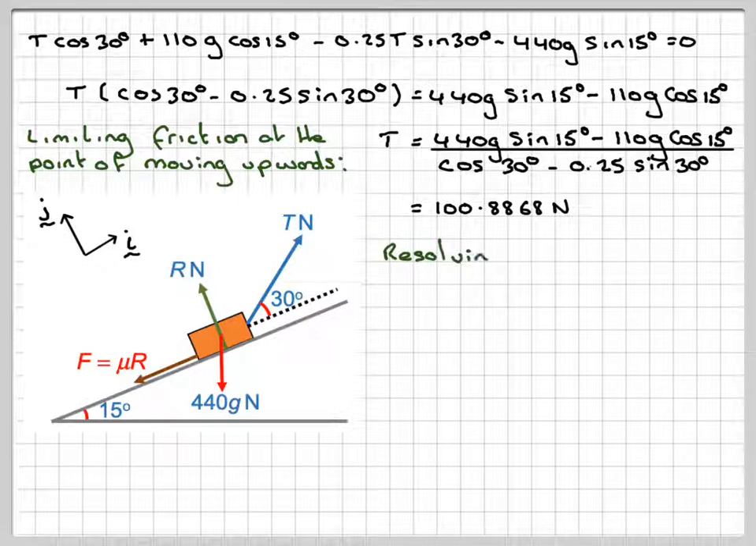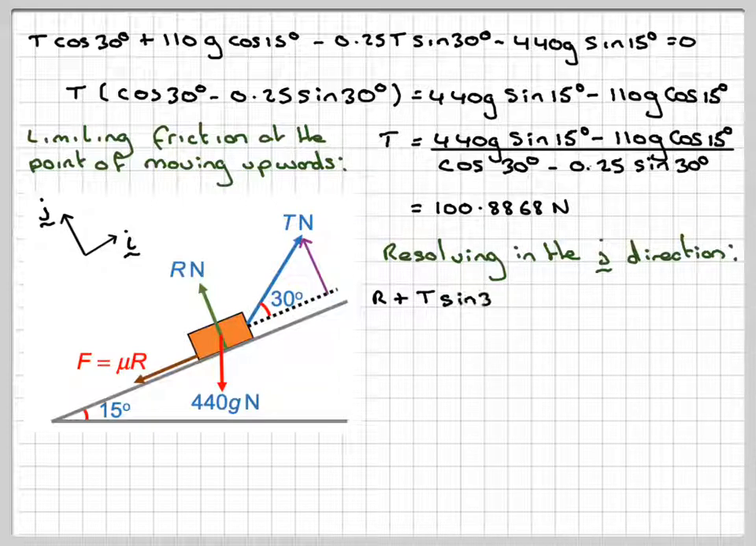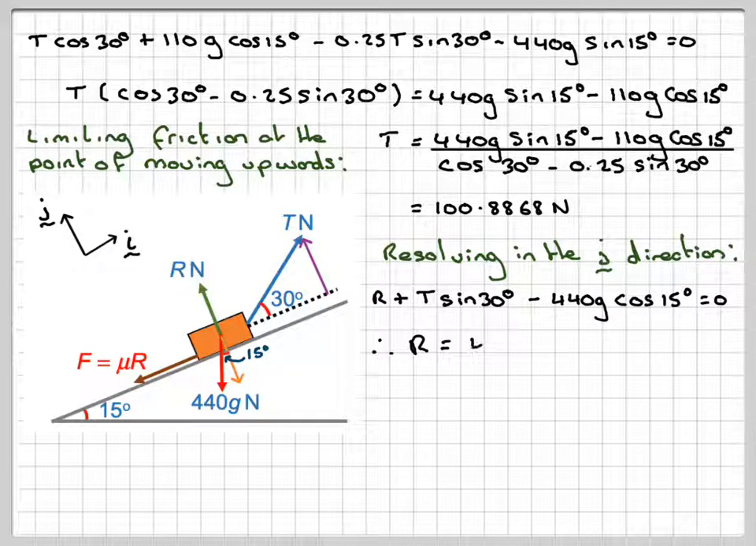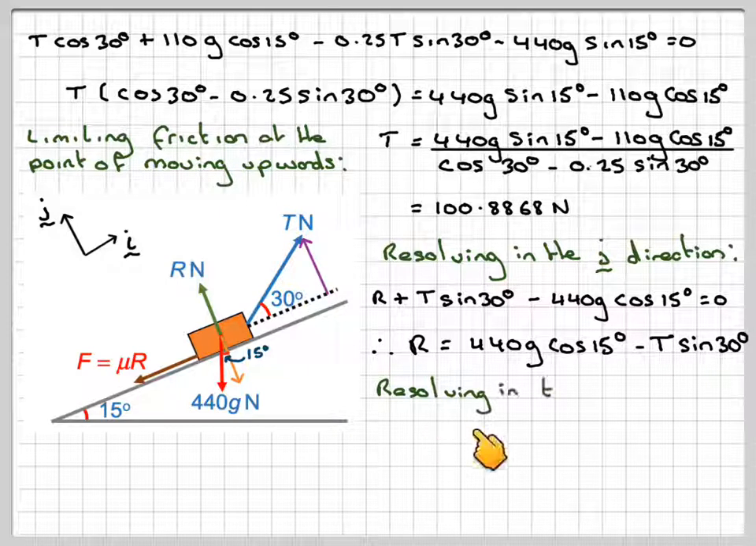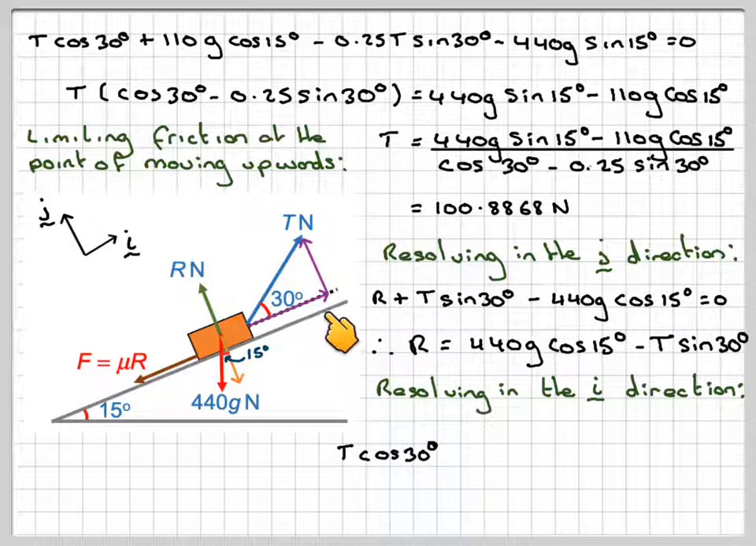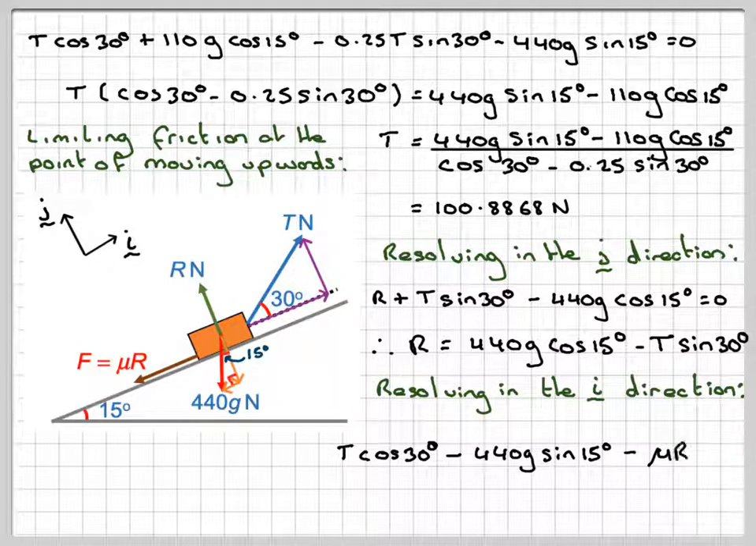So resolving vertically will be exactly the same as the previous case. In the j direction it will be R plus T sine 30 minus 440 g cos 15 is equal to 0. And making R the subject, we get 440 g cos 15 minus T sine 30 like before. Now, if we're resolving in the i direction, this way, we're going to have T cos 30 degrees from this one here. But acting in the other direction, we're going to have 440 g sine 15 and minus mu R from the friction.